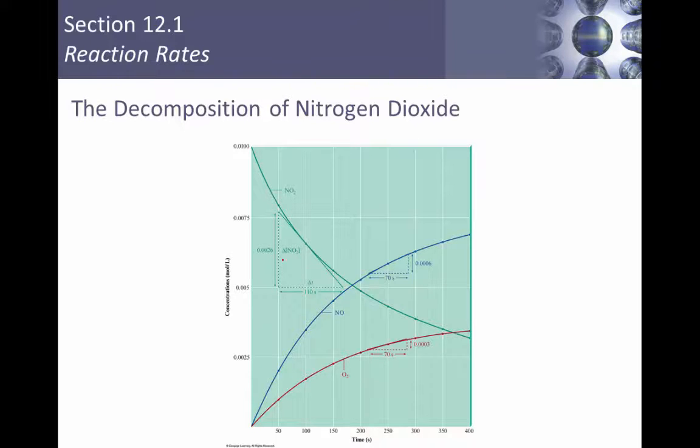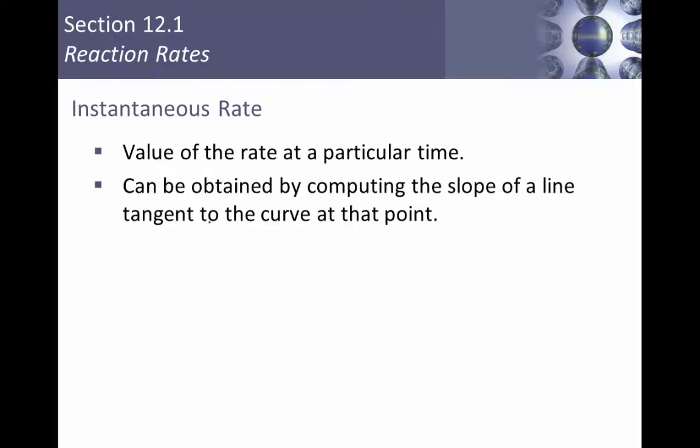So this is just an introductory lesson giving you the idea of what a rate is and how to find an instantaneous rate, by drawing the tangent to the curve and then calculating the slope by doing rise over run.